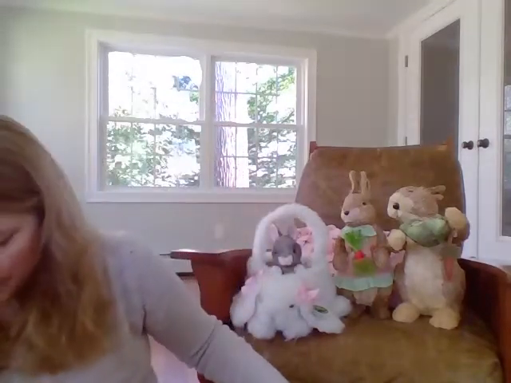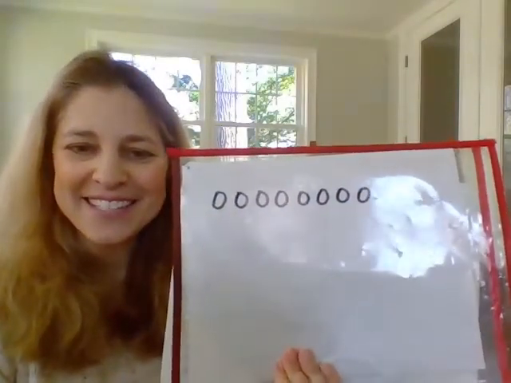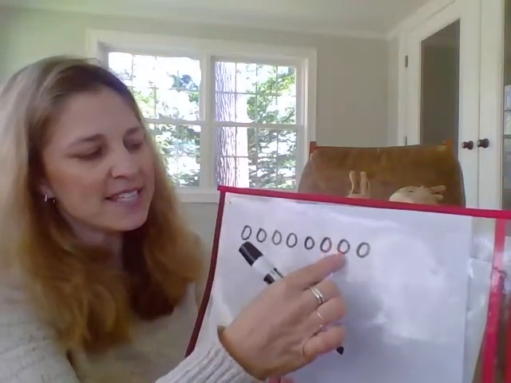So I'm going to get my paper and I'm going to draw the jelly beans. How many jelly beans were there, boys and girls? That's right, 8. So I'm going to make 8. 1, 2, 3, 4, 5, 6, 7, 8 jelly beans.